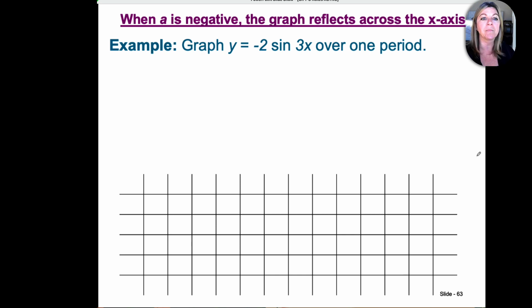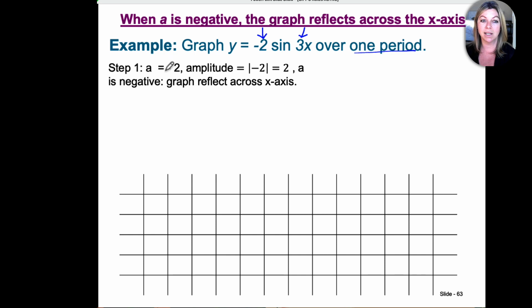All right. When a is negative, we have discussed how the graph is reflected in the x-axis. So let's use this example. Graph y equals -2 sine of 3x over 1 period again. Okay, so alphabetical order, we're going to start with a, which is right here. So that's going to affect our amplitude, and then we're going to talk about b, which is 3. That's going to affect our period. All right, let's write it up.